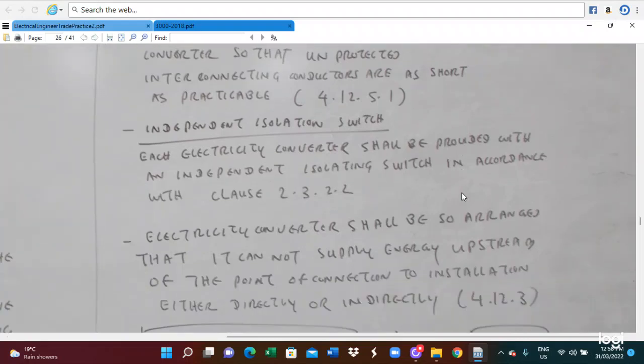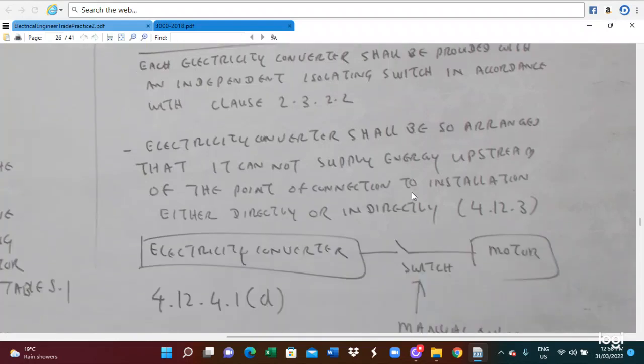And also we need to install the independent isolation switch, so that each electricity converter shall be provided with an independent isolation switch in accordance with clause 2.3.2.2. The electricity converter shall be arranged so that it cannot supply energy to a string or the point of connection to the installation, either directly or indirectly. So this is 4.12.3.